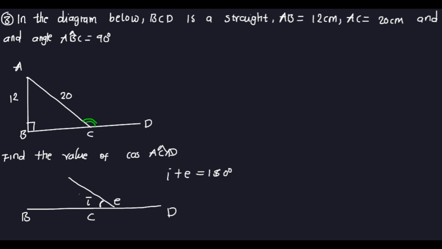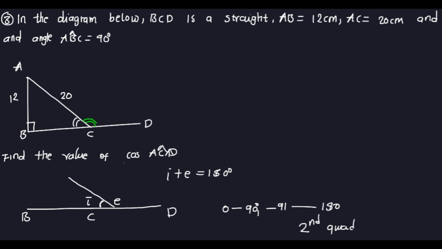Now what is the importance of this? The importance of this is we can find the inside angle. This inside angle is between 0 up to 90 degrees. So it is in the first quadrant. Now the outside angle is between 91 up to 180. So this one is in the second quadrant.